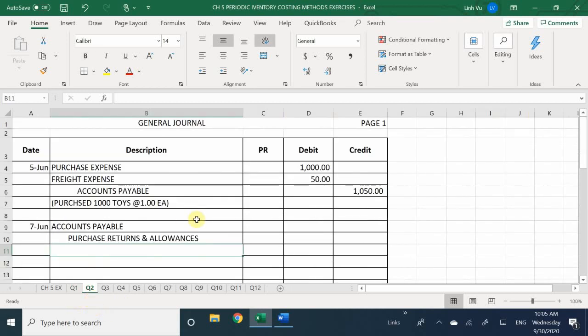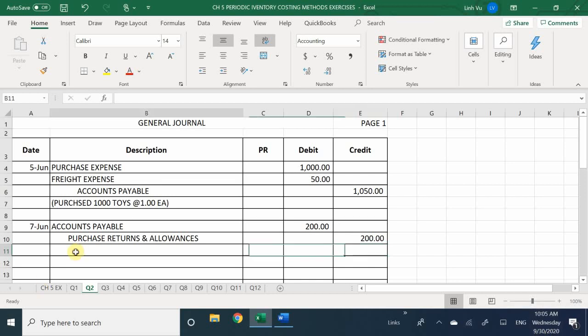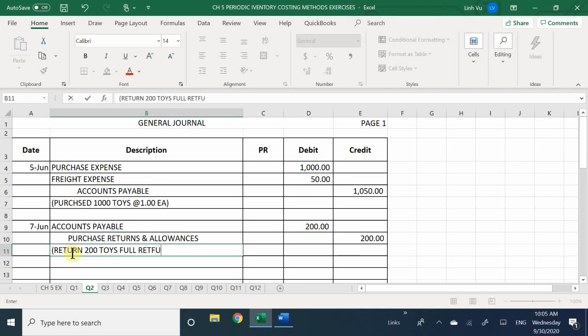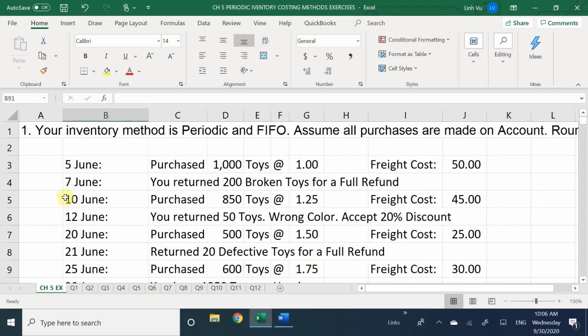So I'm going to go back to my journal because I've already solved for what it was. I'm going to be returning $200 to my account as well as return those 200 items. And here in my description, I'm going to go ahead and write return 200 toys, full refund. Okay, just so then I can acknowledge that I've made a refund. Okay, and now I've completed my journal. So let's go ahead and see what happens next.